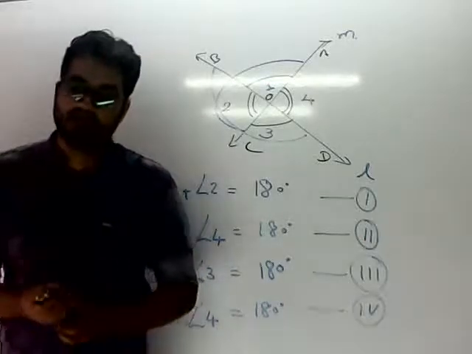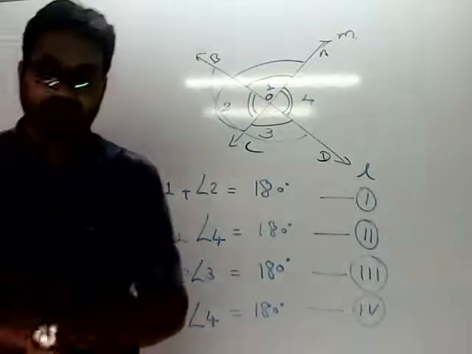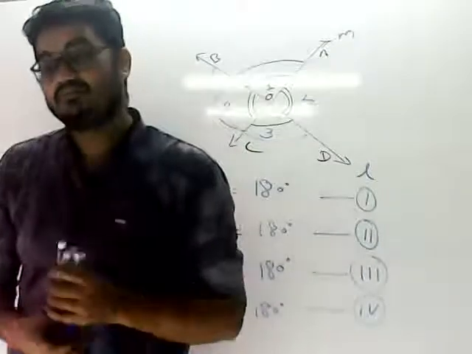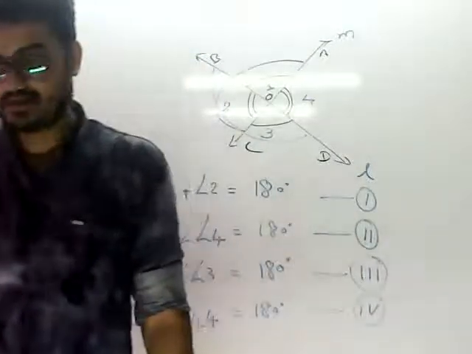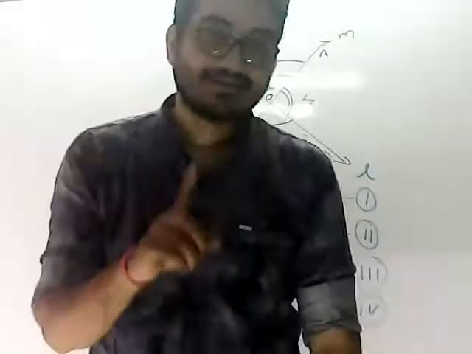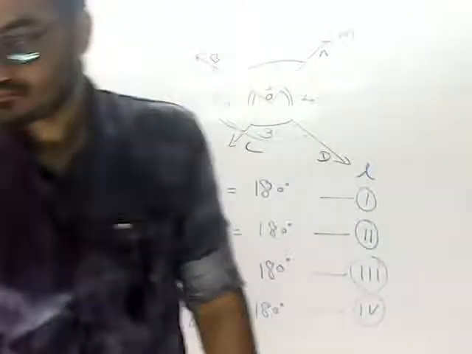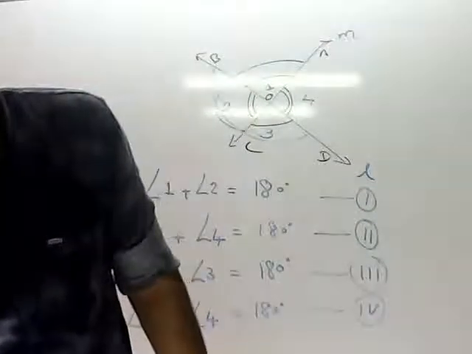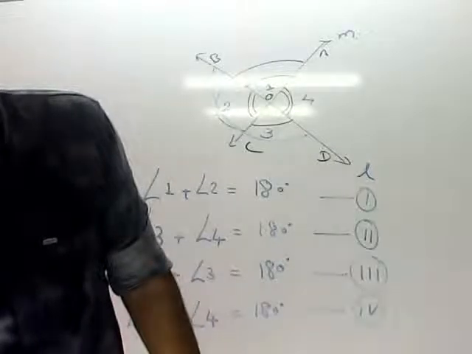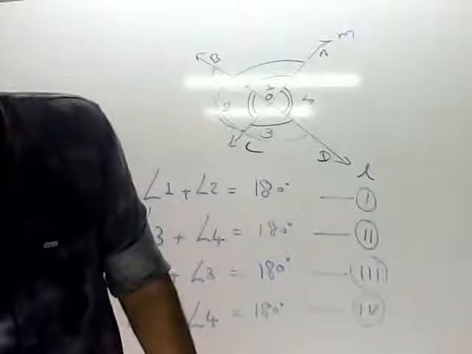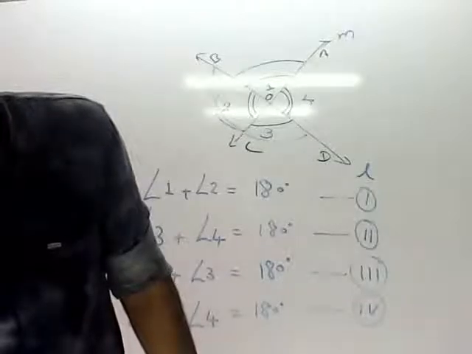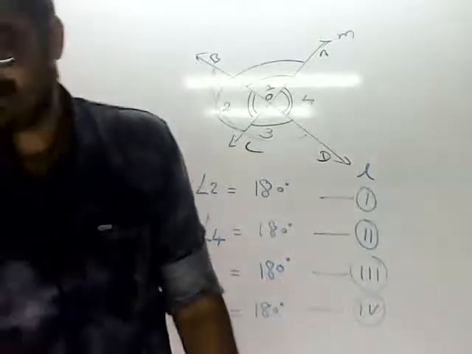So this is our first theorem: if any two line segments intersect each other at one point, the opposite angles will always be equal. Understood? Now the next theorem was... I think after the first theorem we have the first exercise, and you can see the next question.